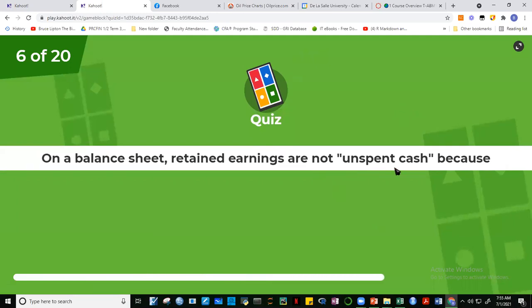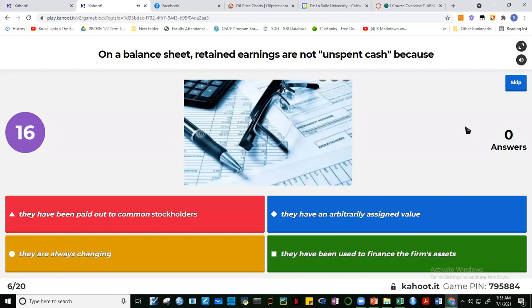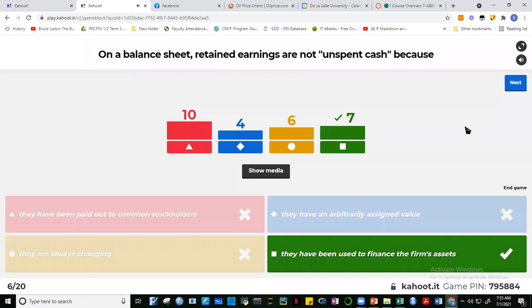On a balance sheet, retained earnings are not unspent because... Okay, the answer is, ang retained earnings, guys, it's not unspent cash. By the way, guys, saan makikita yung retained earnings? Which financial statements will you find retained earnings? Anyone? Paki-chat, guys. Okay, thank you, Kai. It can be seen in the balance sheet. Hindi siya sa income statement, hindi siya sa statement of cash flows. Nasa balance sheet siya.